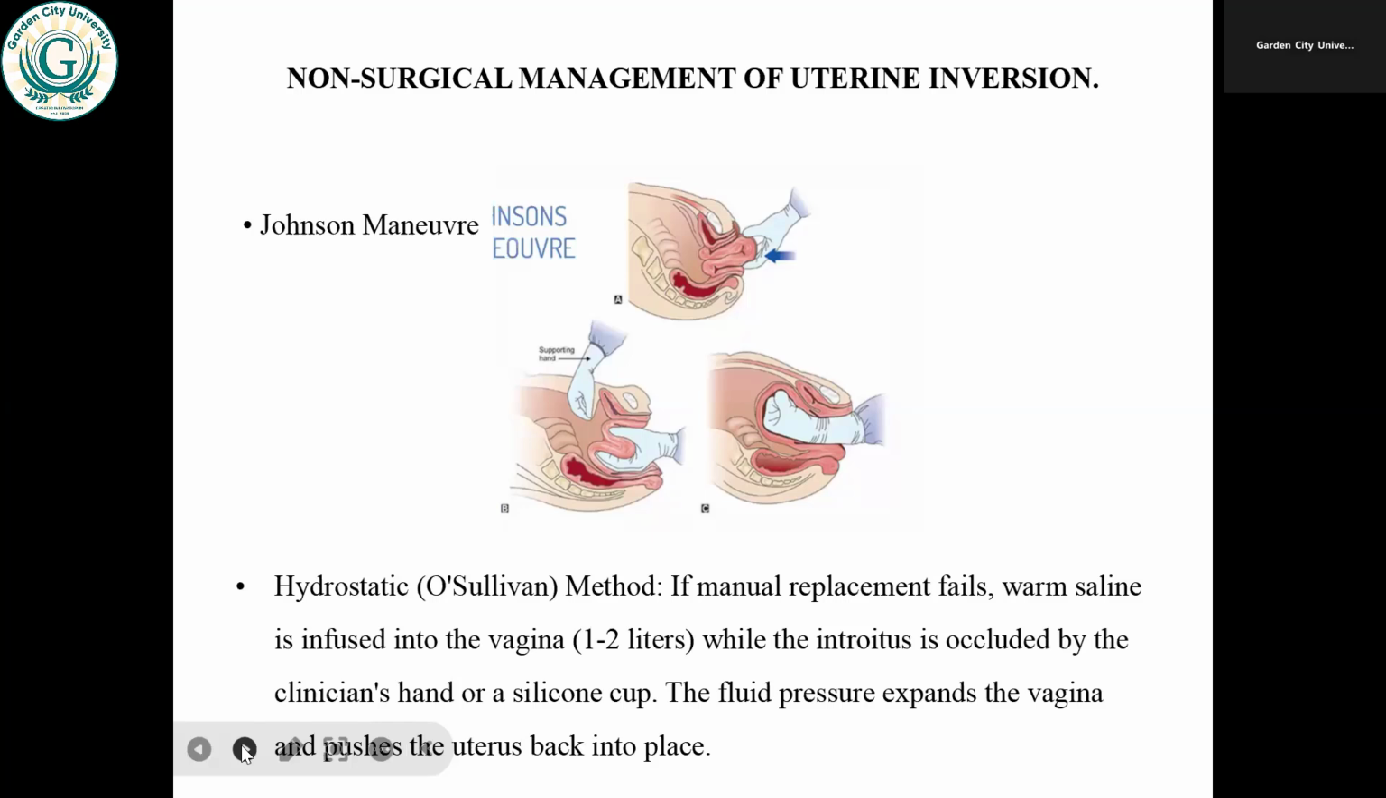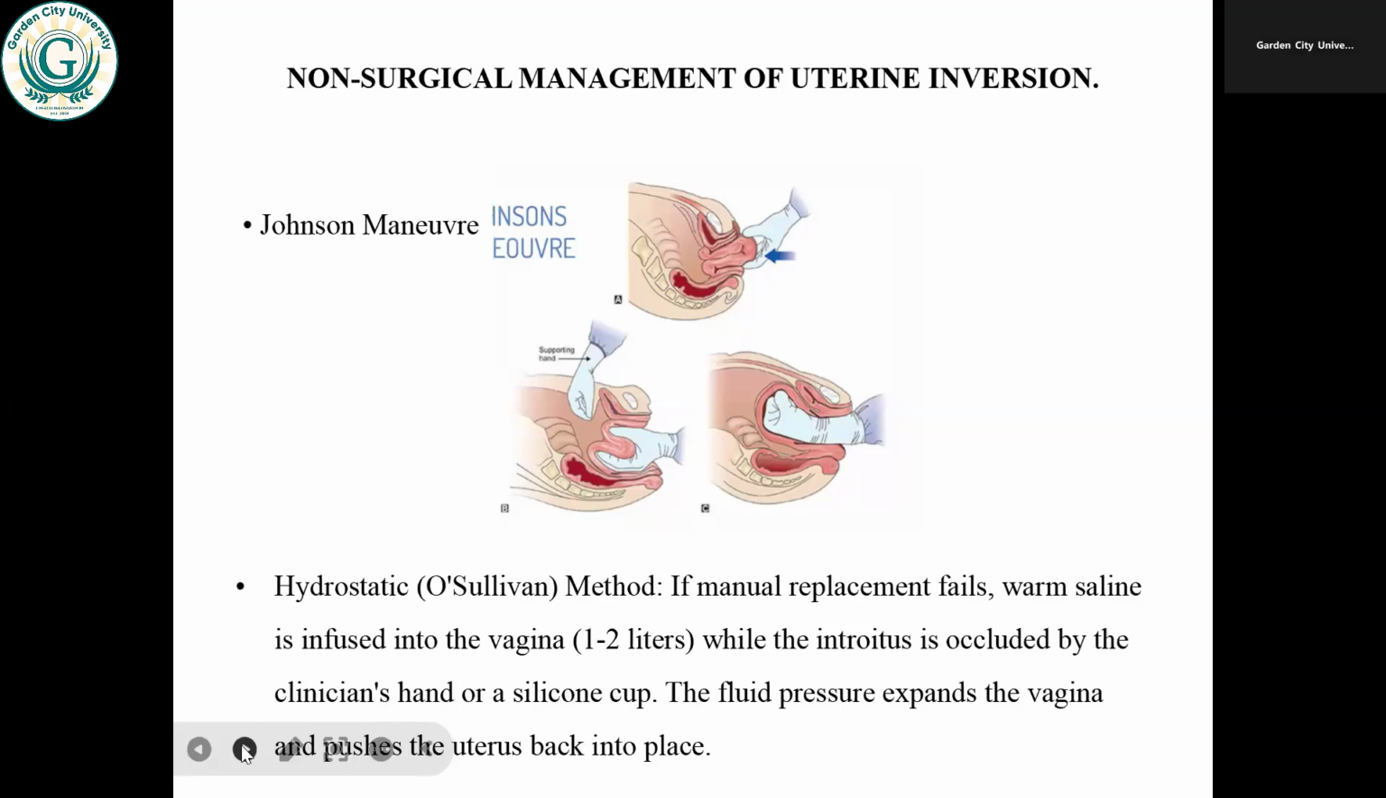You make a fist inside the uterus to wait for the uterus to contract firmly on its own. Then you get to know the uterus is back. Then you take your hand out. So when the Johnson's maneuver fails, we then try the hydrostatic O'Sullivan method. And with this one, we use warm normal saline. Then you put the normal saline into the vagina to help it distend the vagina. And as it distends the vagina, we have the belief that it is going to push the uterus back to its position.